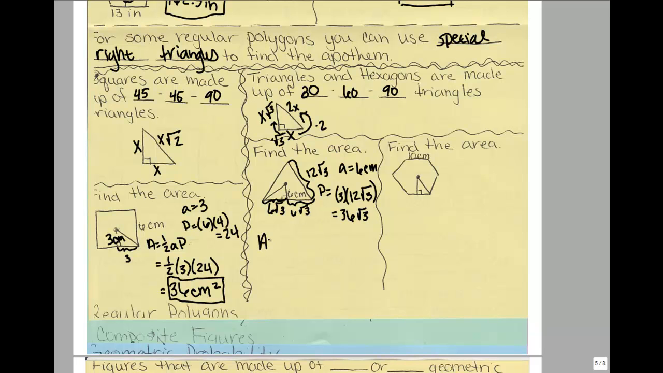So the area is half the apothem times the perimeter, which is half of 6 times 36 square roots of 3, which is 108 square roots of 3 centimeters squared.